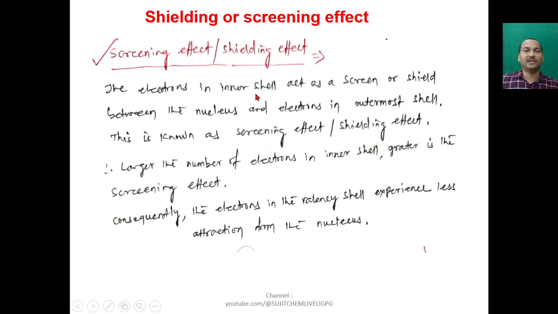So the electrons in inner shell act as a screen or shield between the nucleus and the electrons in outermost shell. So this is known as screening effect or shielding effect. So larger the number of electrons in inner shell, greater is the screening effect. So consequently the electrons in the valence shell experience less attraction from the nucleus.